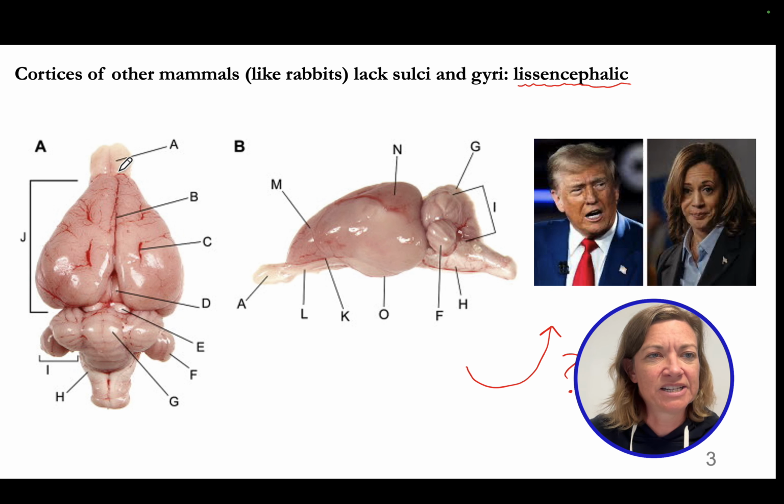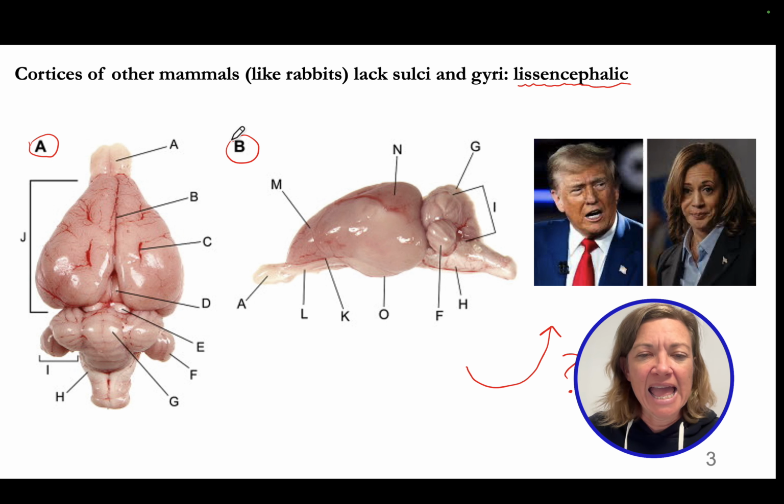So here we're seeing it in dorsal view in A and in lateral view in B. And you can see that in both cases, most of the parts of the brain that we recognize as a brain are present. So it looks like a brain that we recognize, except that the hemispheres are smooth. So they lack sulci and gyri. This is true in some congenital human diseases as well. Babies can be born lissencephalic.